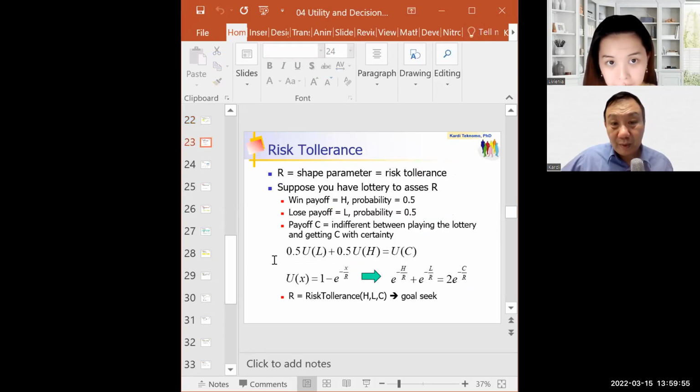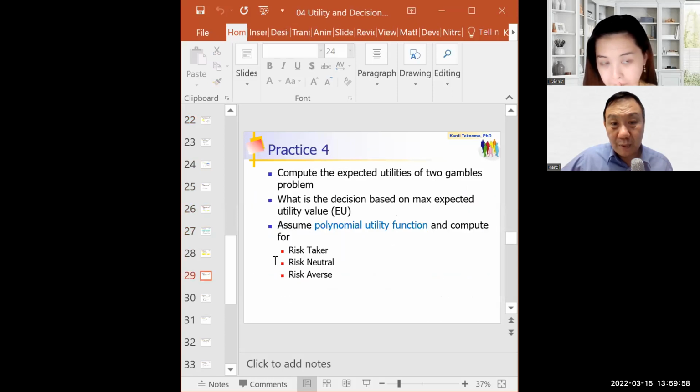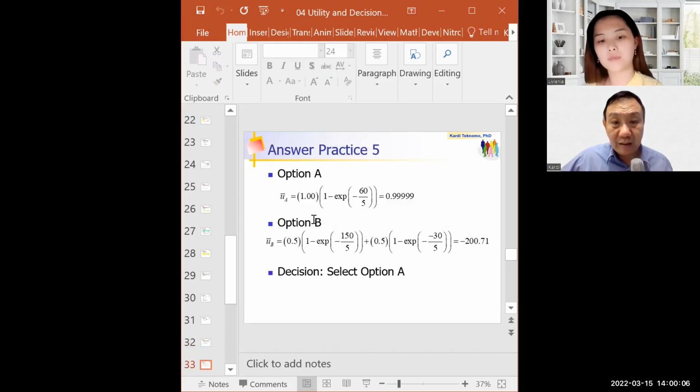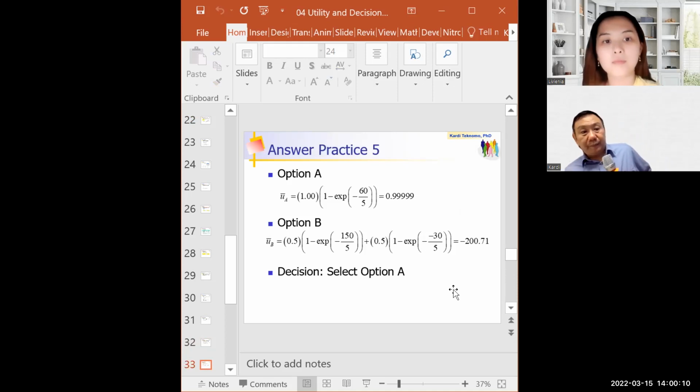So try to do practice 5, using a shape factor of 5. The answer is already there anyway, so you can practice this on your own.